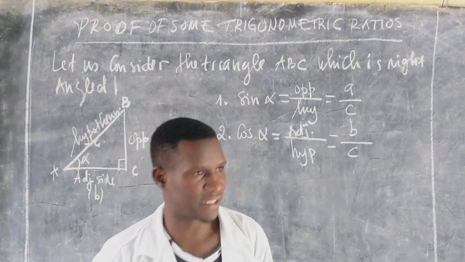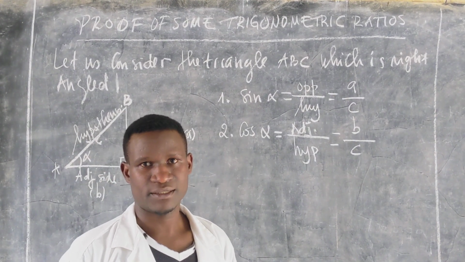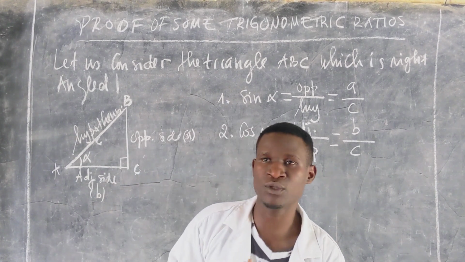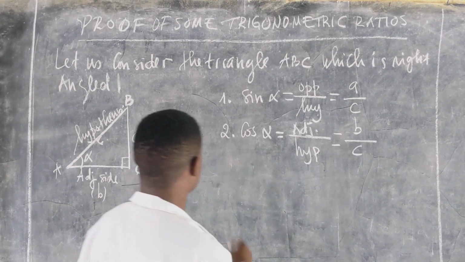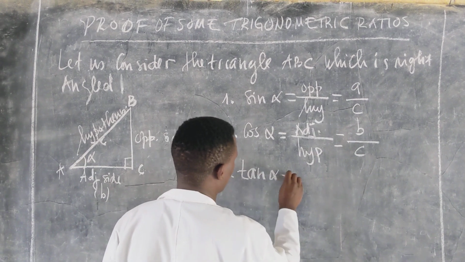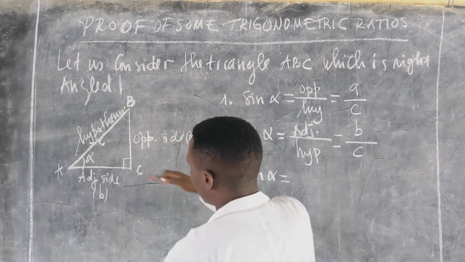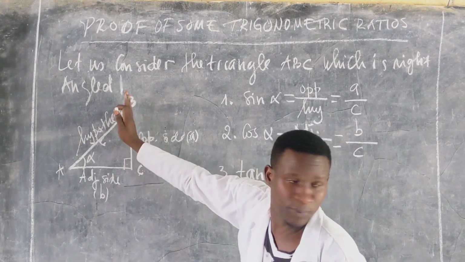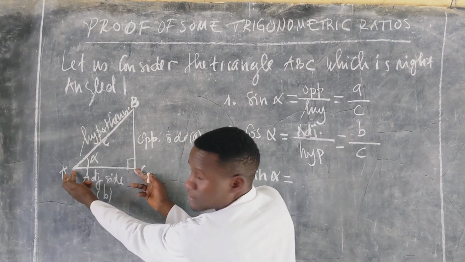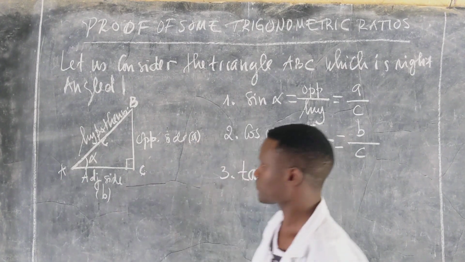Let's move to the third one. The third one is called tangent. Tangent of an angle alpha is denoted by tan alpha, and tan alpha is equal to the opposite side divided by the adjacent side.